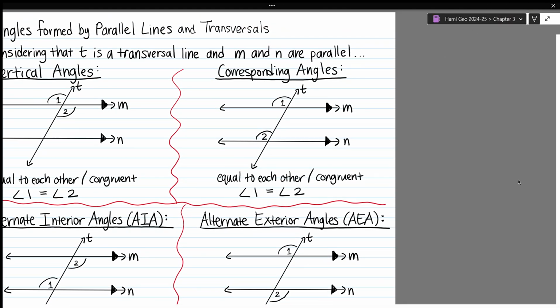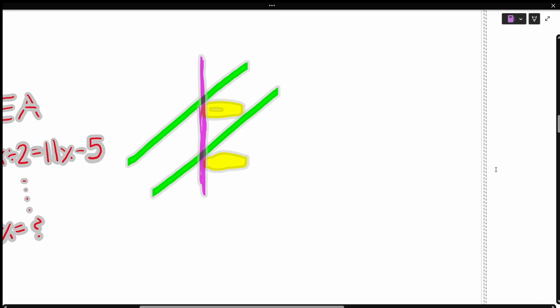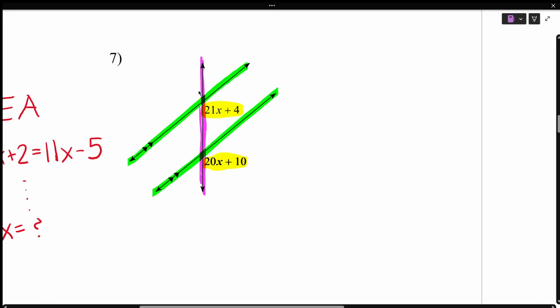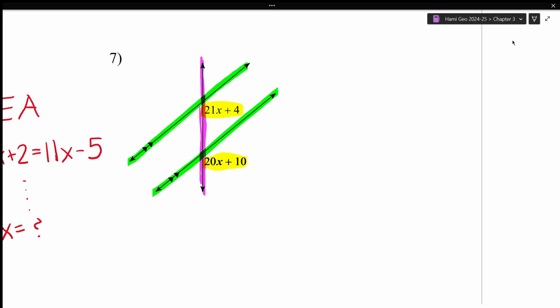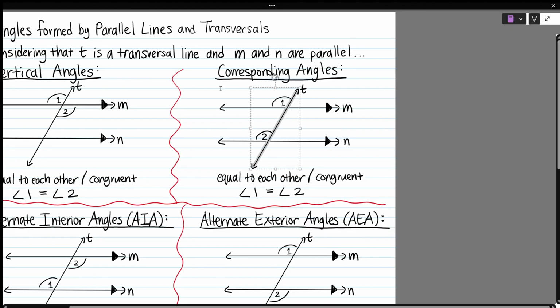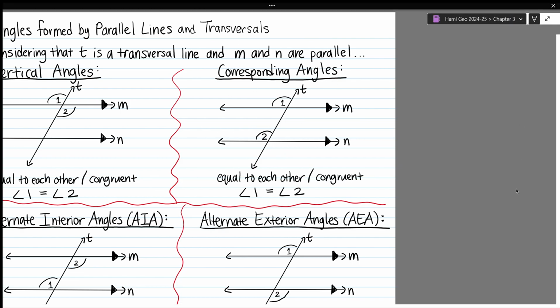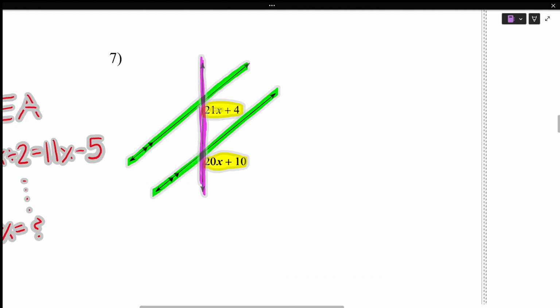They look like they're in similar positions, right? They're both on that bottom right corner of their lines, the bottom right corner. So this is going to be corresponding. They're on corresponding parts, corresponding positions, similar positions, okay? So they have to be equal to each other. So I'm going to say corresponding.